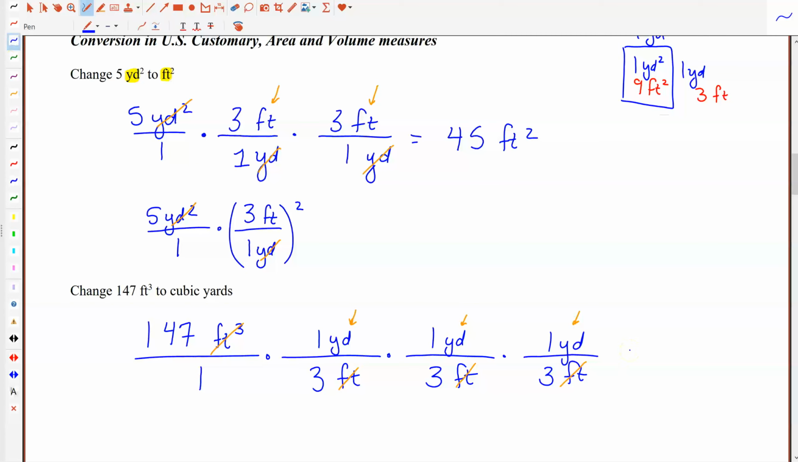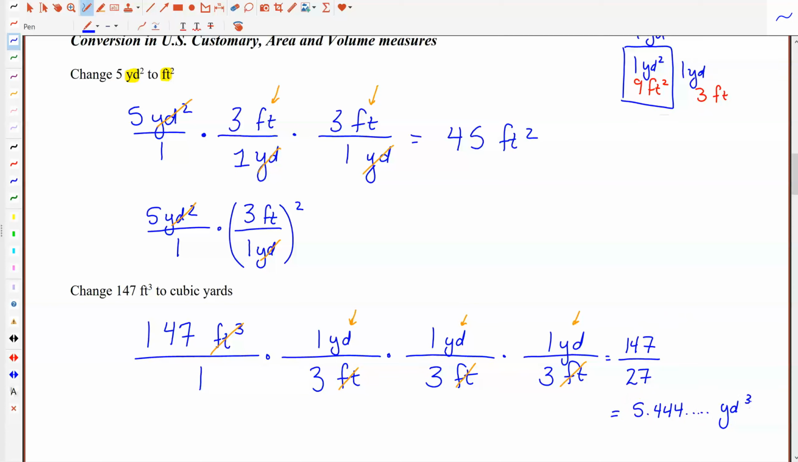So then to compute my final answer, I'll have 147 times 1 times 1 times 1, or 147. In the denominator, I'll have 3 times 3 times 3, which is 27. 147 divided by 27, that does not divide nicely, so you would get 5.444 with the 4 repeating, and then the units would be in cubic yards.